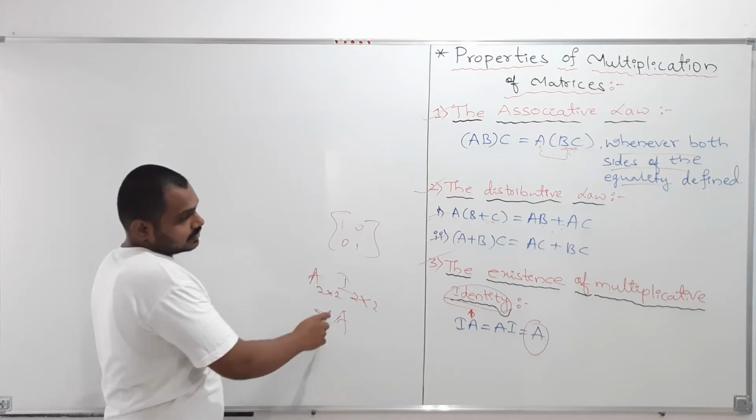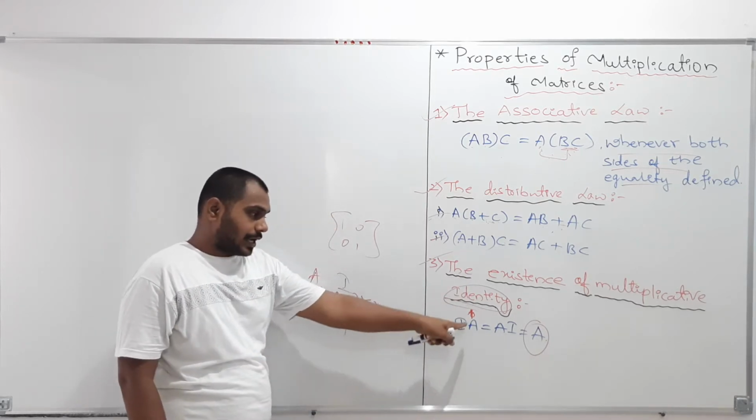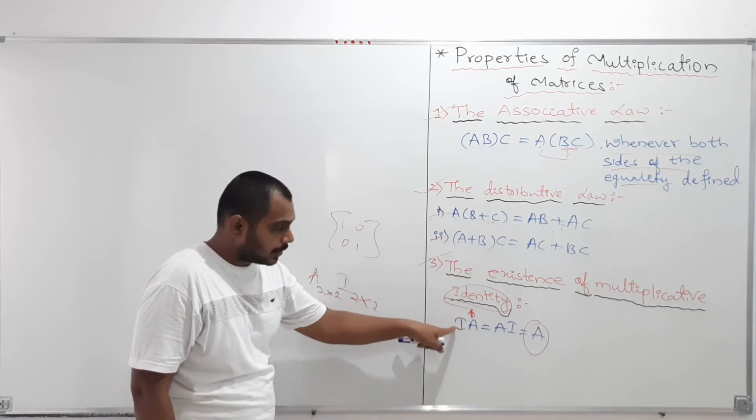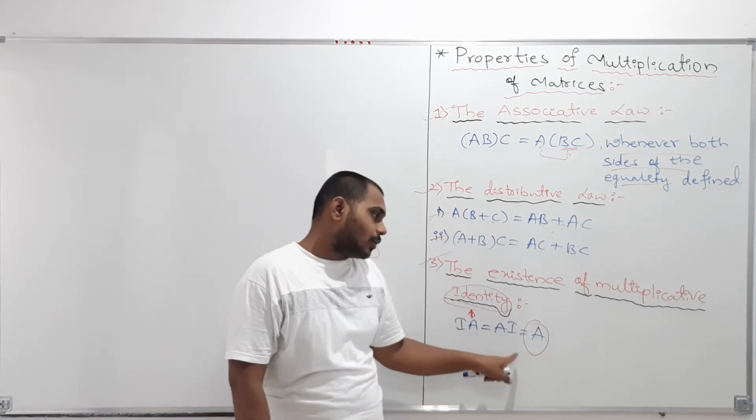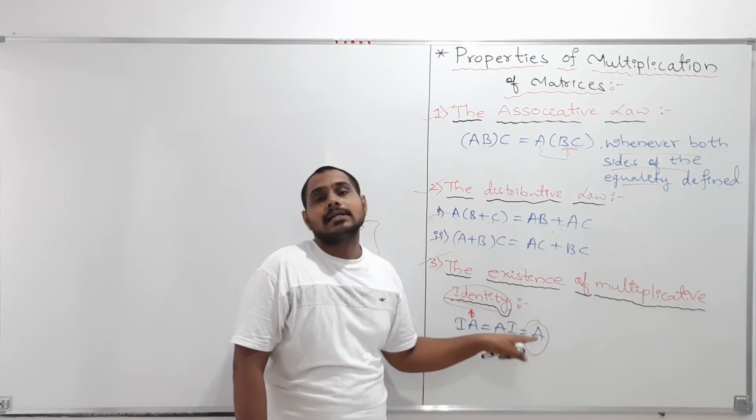Clear? So therefore this is the existence of the multiplicative identity. So therefore for any matrix A there exists the identity matrix in such a way that A into I or I into A, that value must always be equal to the same matrix A itself.